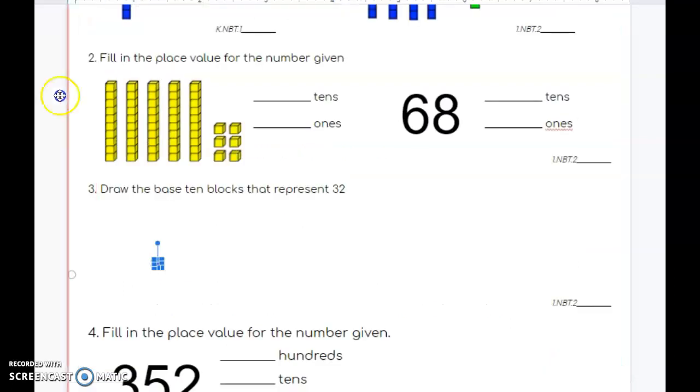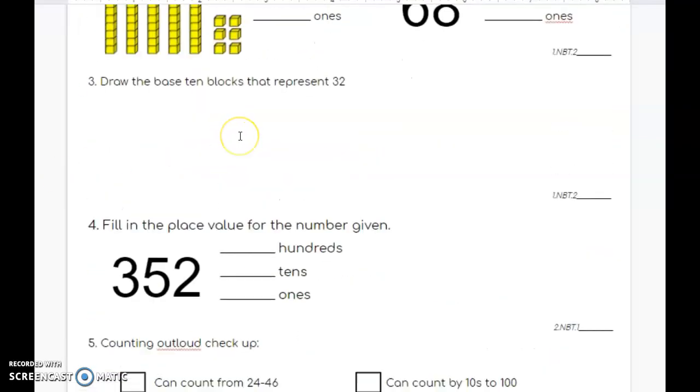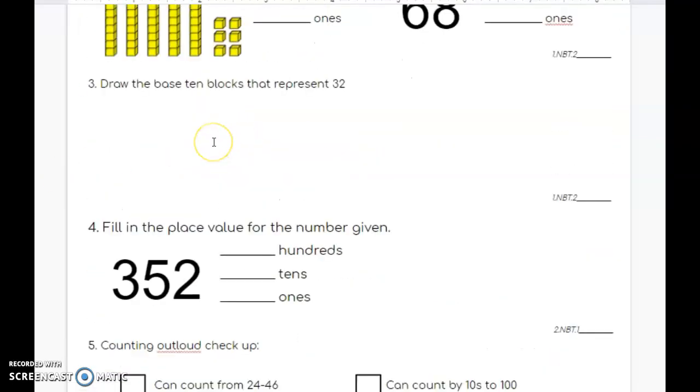So again, you're showing me those base 10 blocks by a line for the tens block and a dot for your ones block. Remember that your dot has to be large enough for your teacher to see. They should not be specks, but they should not be so large that I cannot count them.